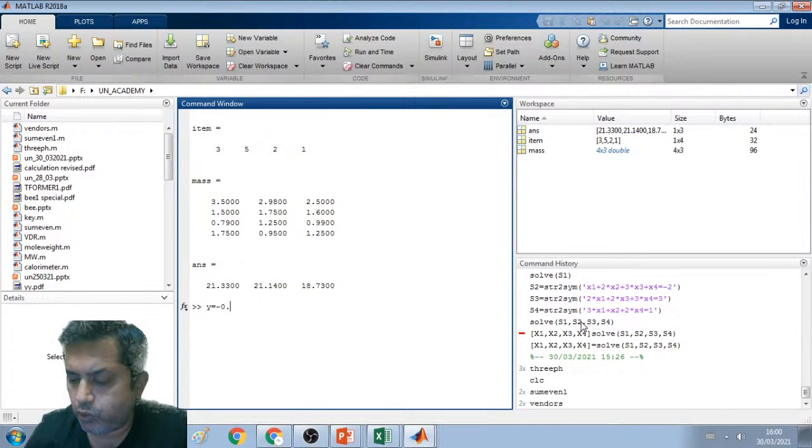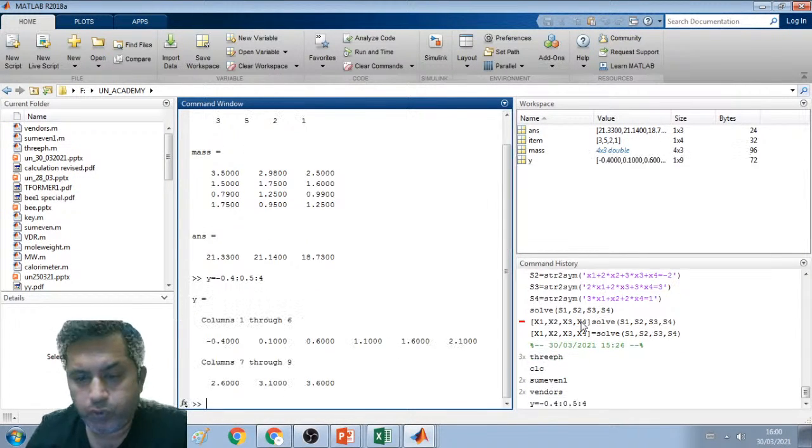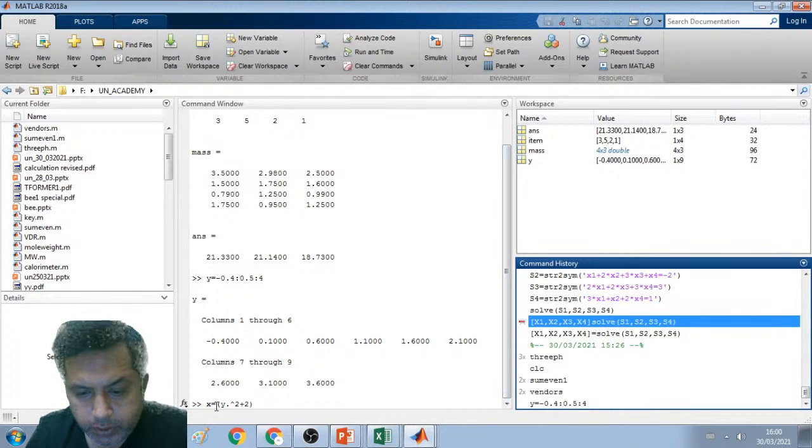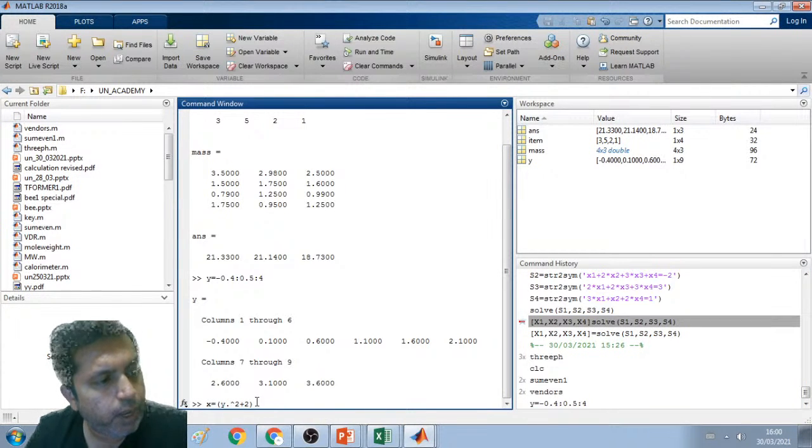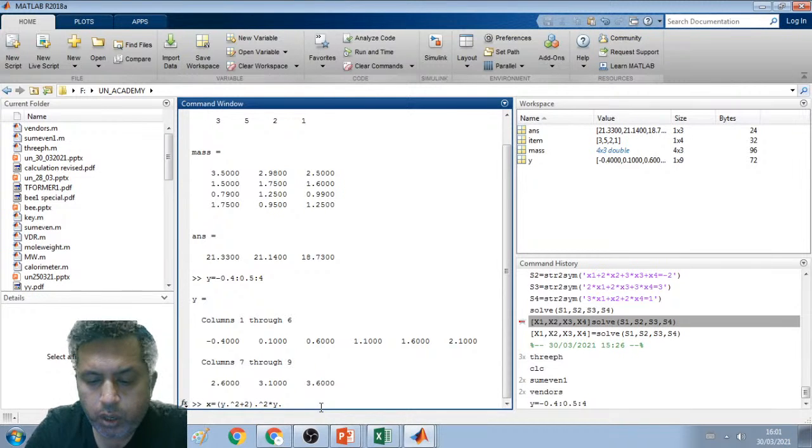y equal to minus 0.4 is 2.5 is to 4. Okay, then x is equal to, in bracket, y dot caret 2, okay, plus 2 in bracket, what is the value, dot caret 2, dot caret 2, y dot star 2 plus 2 dot caret 2 star y dot caret 2.